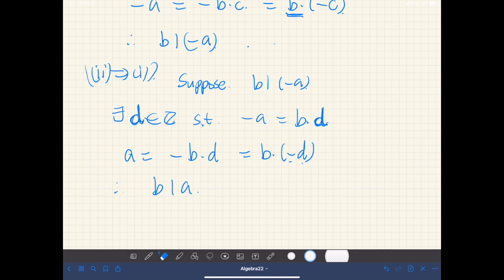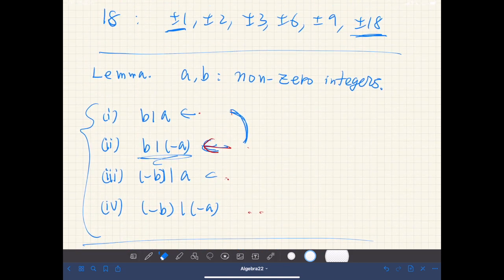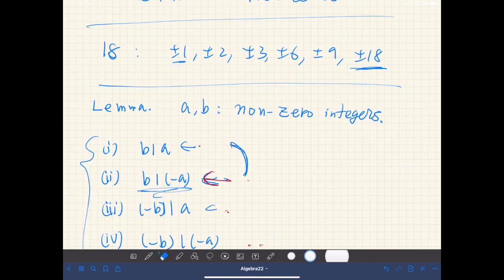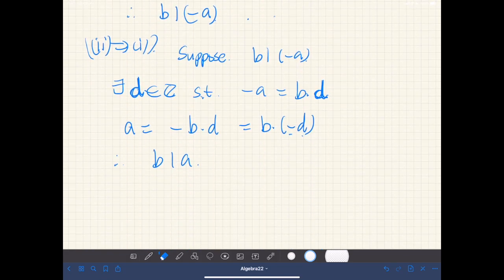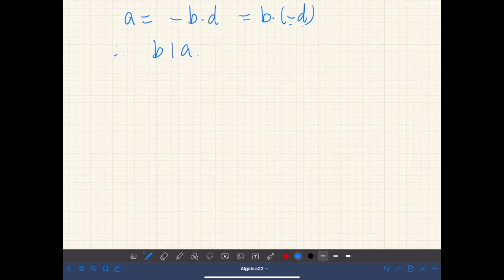Now, because of this lemma, we don't have to deal with plus minus, plus minus, plus minus. We only have to talk about positive divisors, because if there's a positive divisor, there is a corresponding negative divisor. So it's trivial. From now on, we just talk about positive divisors, unless otherwise stated.